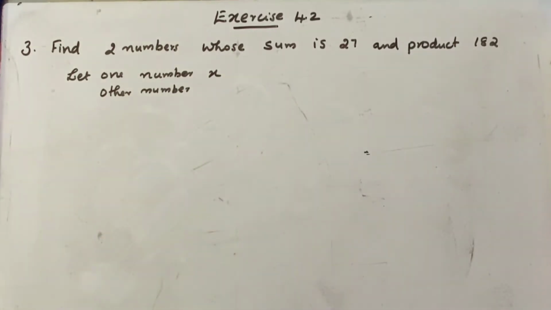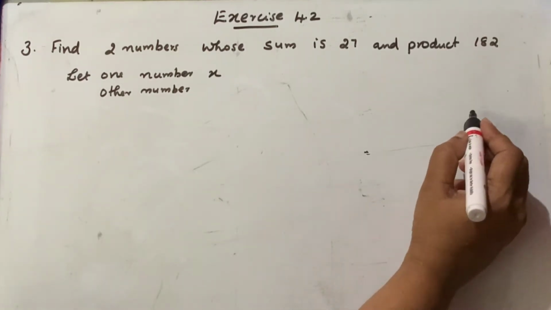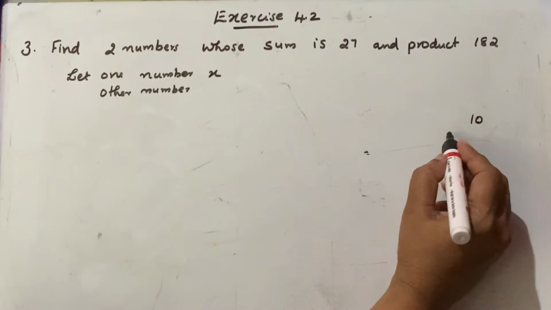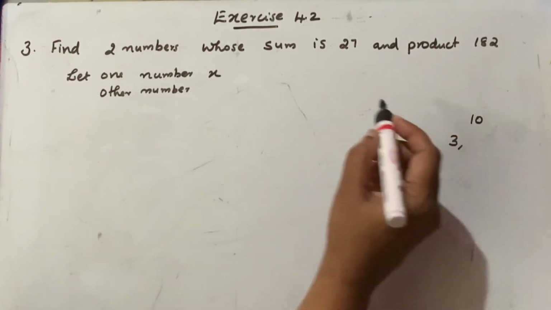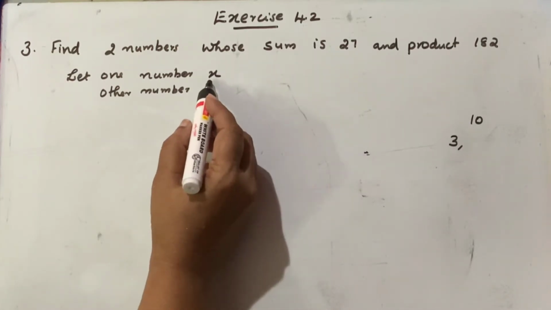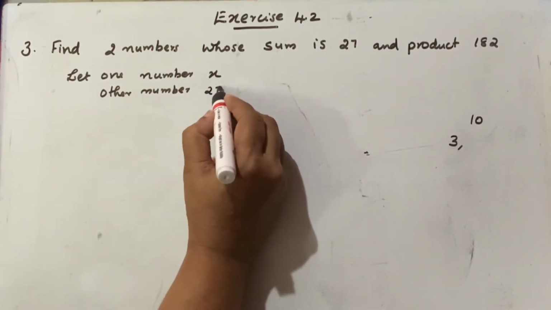See, let us take a very small example. If the sum of two numbers is 10, and one number is 3, what is the other number? The other number is 10 minus 3. In the same way, the sum is 27, one number is x, then the other number is 27 minus x.